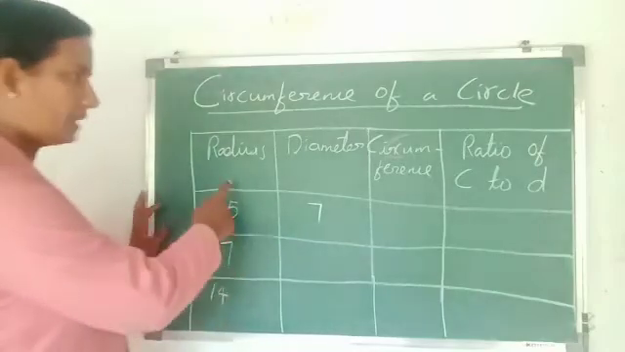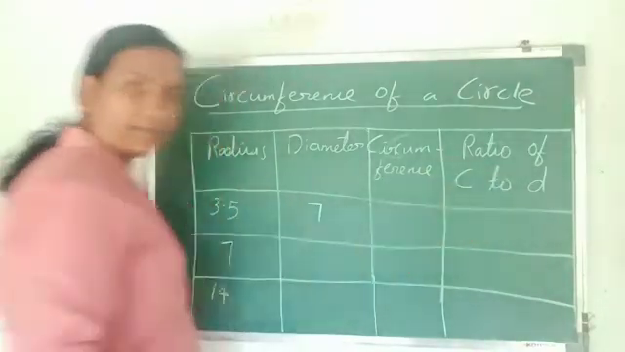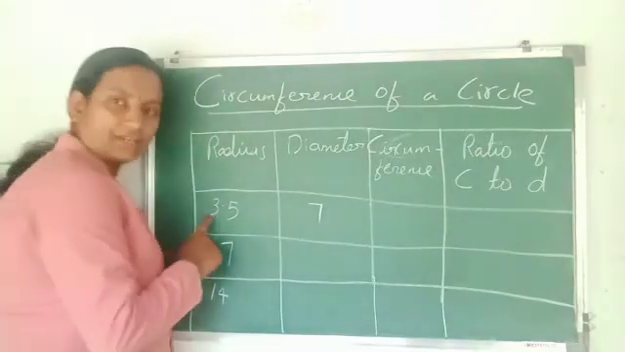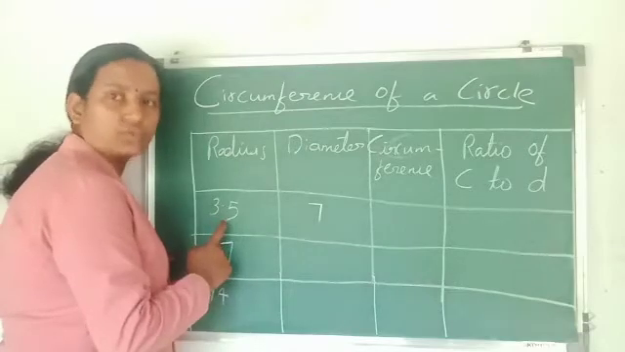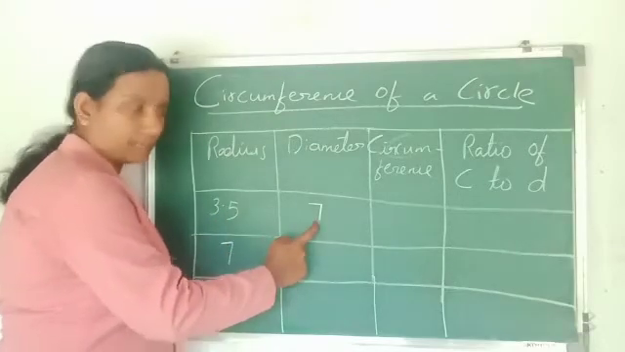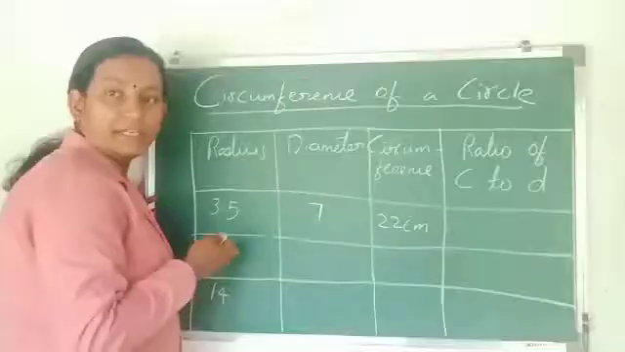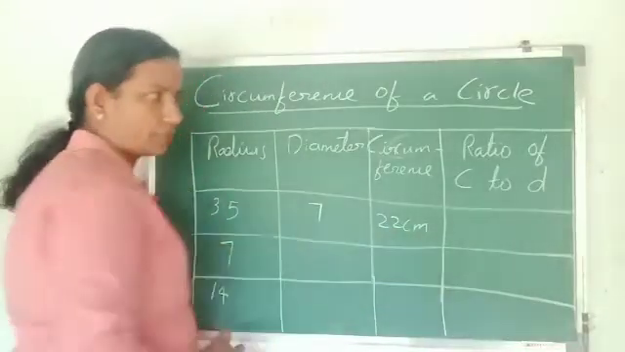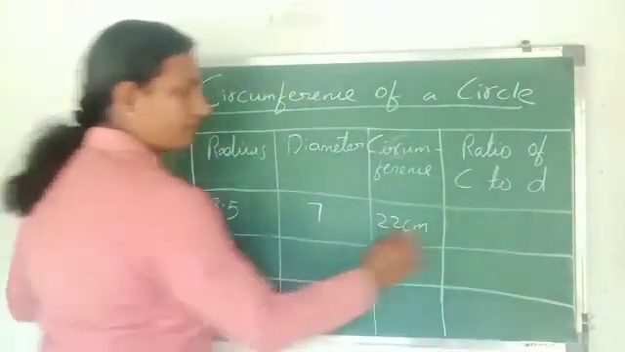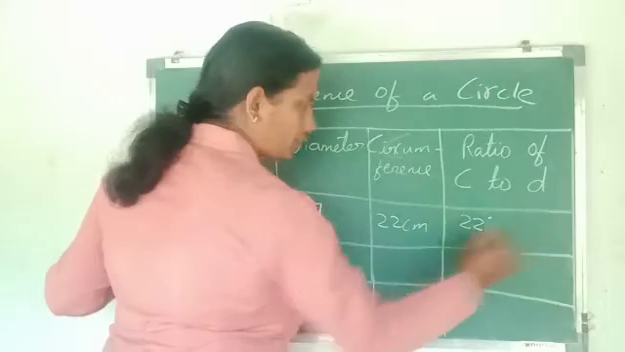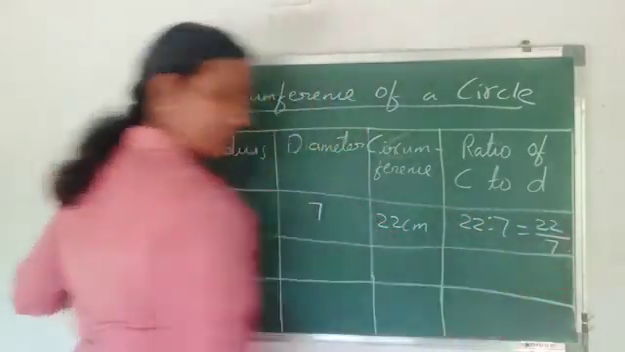See, the columns are radius, diameter, circumference, and the ratio of circumference to diameter. First, the radius I have taken is 3.5 centimeter. Diameter means 2 into r, so 2 into 3.5 is 7 centimeter. Then what is its circumference? Using a string, it is 22 centimeter. Next column, ratio of circumference to diameter. Circumference 22 is to diameter 7, that is 22 by 7.